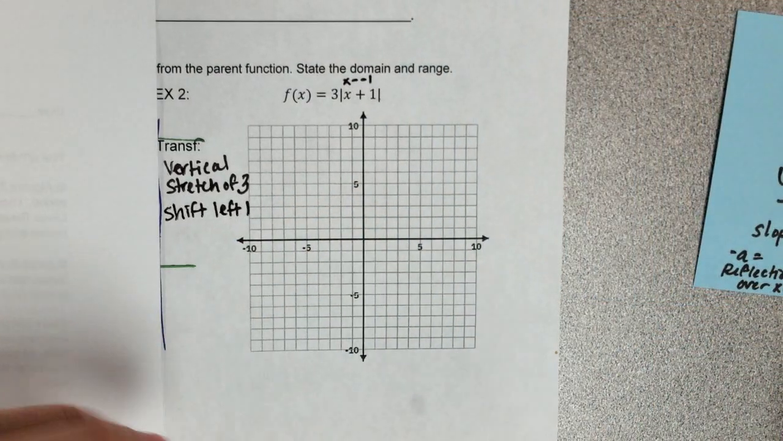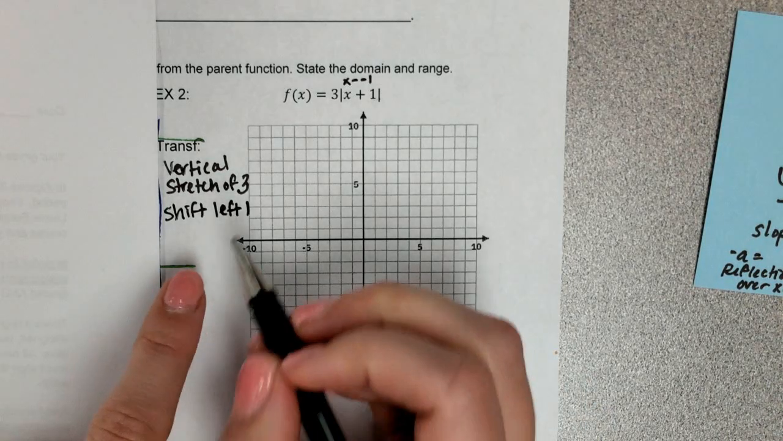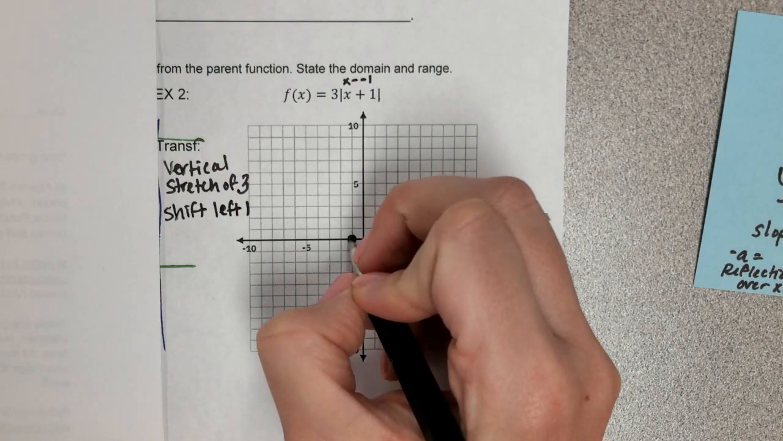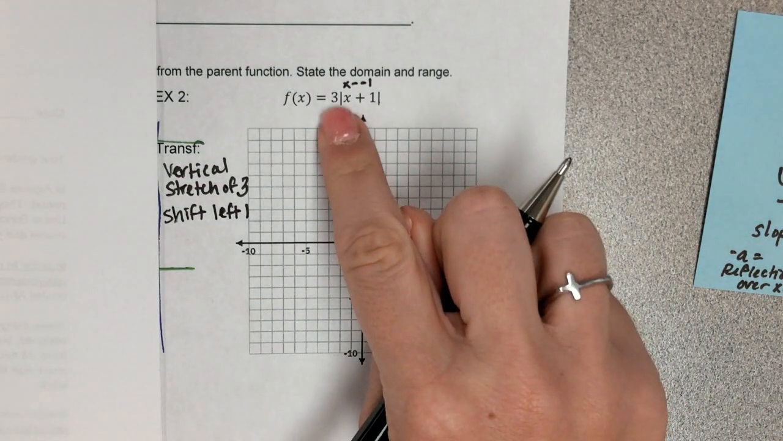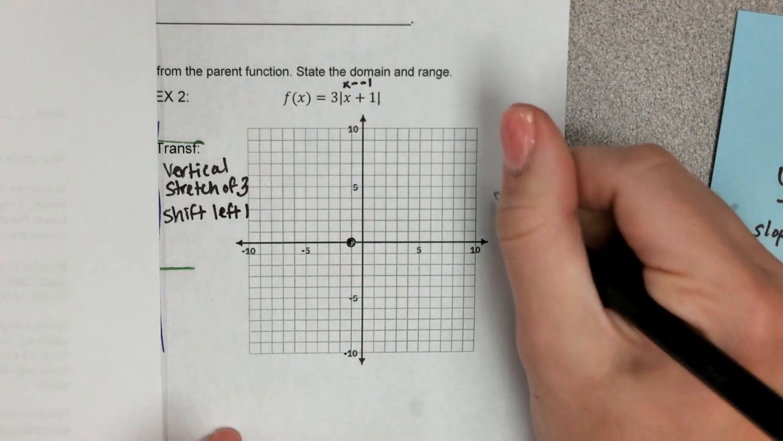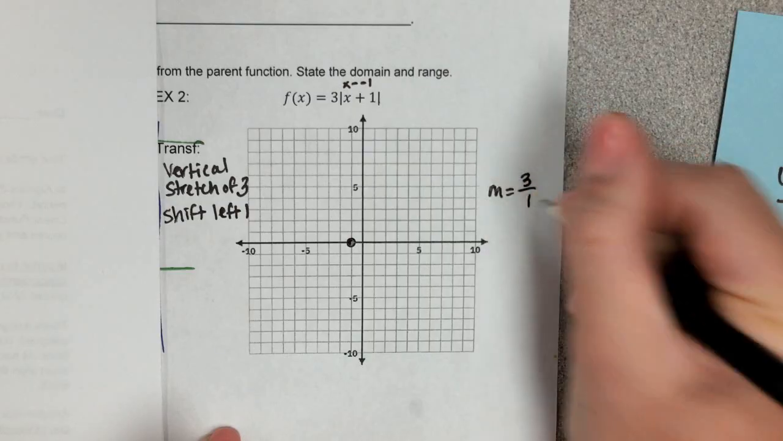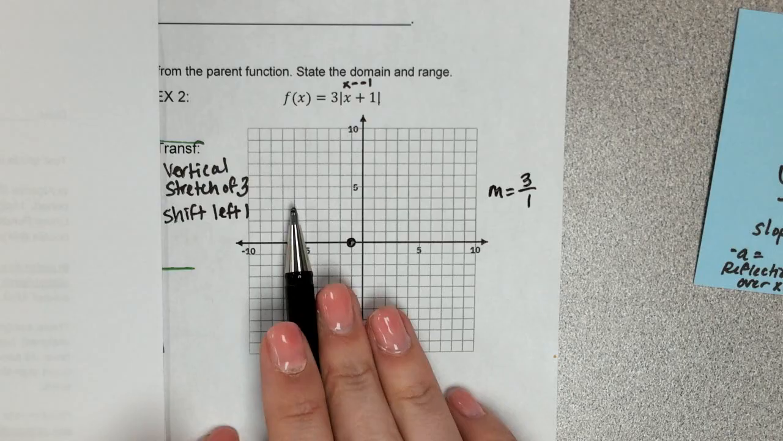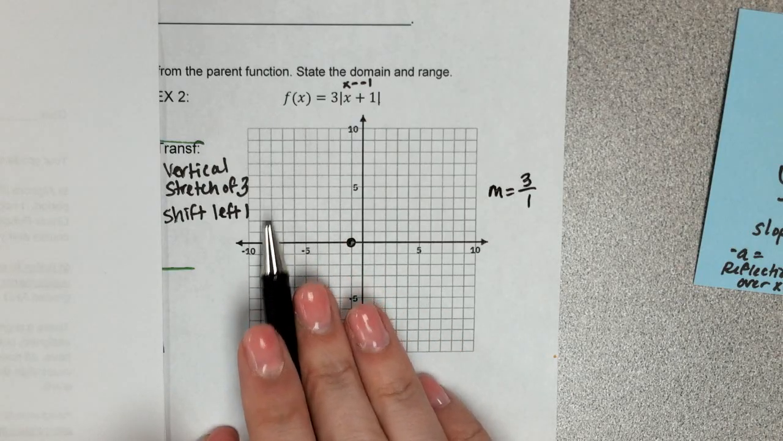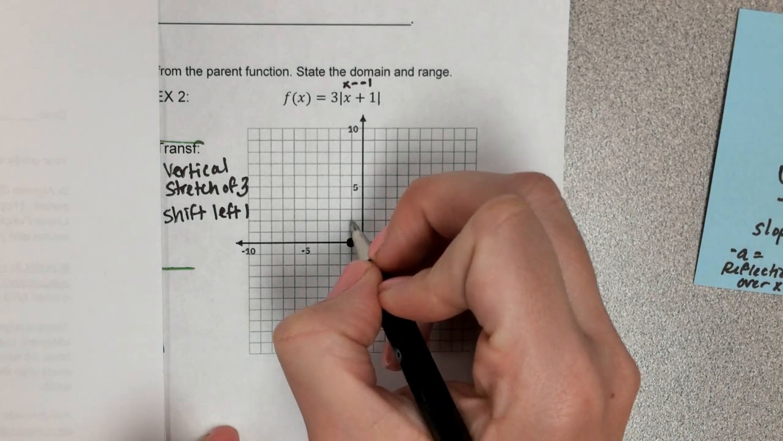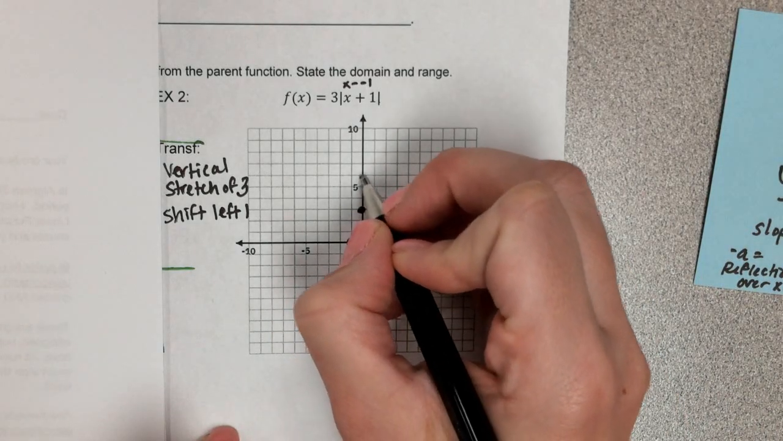Okay, now when I go to graph, I always do my shifts first. So I'm only shifted left 1. So my parent would be at 0, 0. I'm going to move this left 1. And then I have a vertical stretch of 3, or in other words, my slope is going to be 3, or 3 over 1. And I count that on the right side. And then I just reflect across the axis of symmetry to get the other side, to create that V shape. So from here, I'm going to go up 1, 2, 3, right 1.